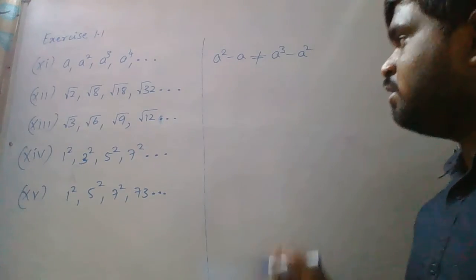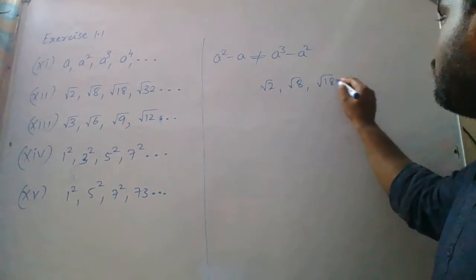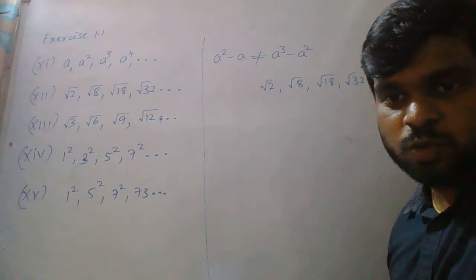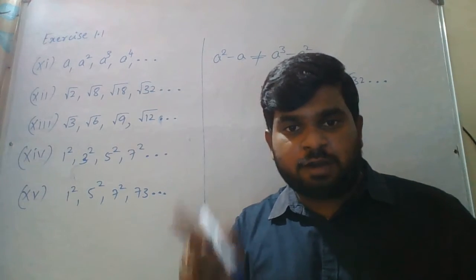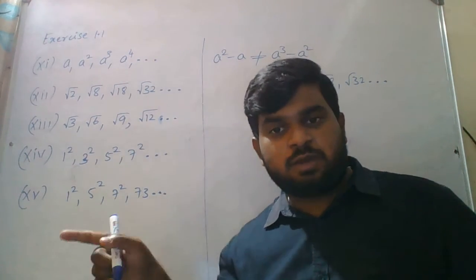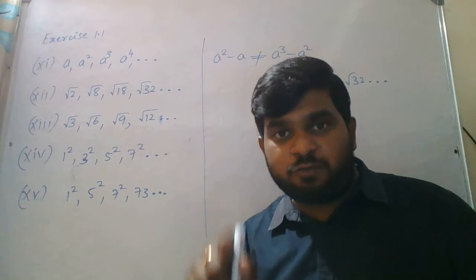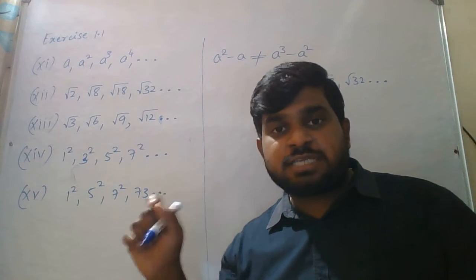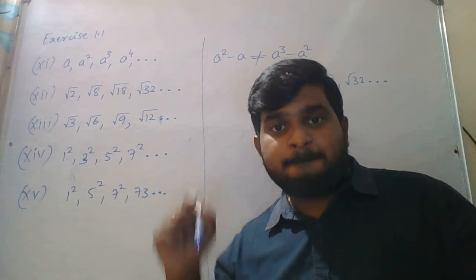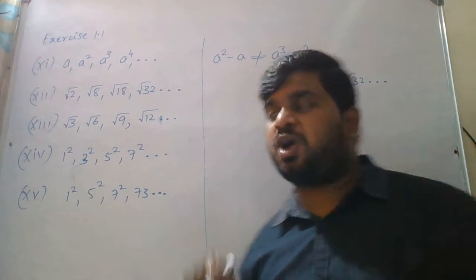A very interesting one. Root 2, root 8, root 18, root 32, and so on. Now I told you, if you want to add or subtract, root 2 can be added or subtracted with root 2 itself. Root 2 plus 3 root 2, yes, I can do it. 5 root 2 plus 6 root 2, we can do it. But 5 root 2 plus 6 root 3 is not possible. Or 5 root 2 minus 3 root 2 is possible, but 3 root 3 is not possible.